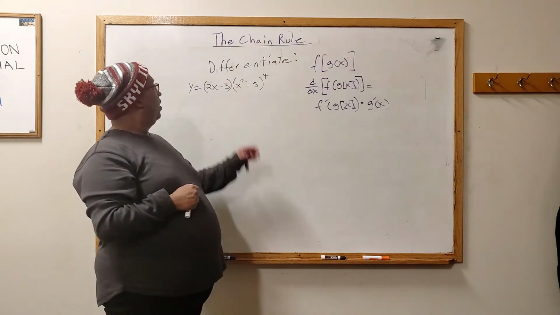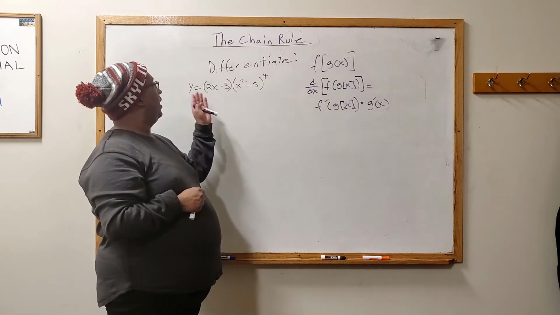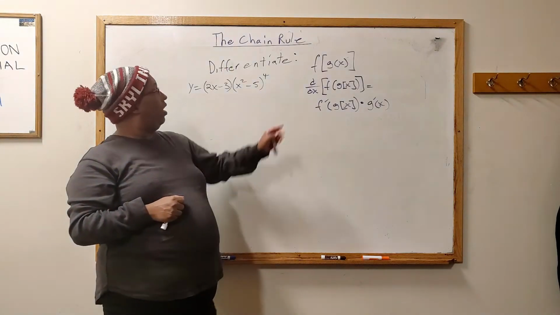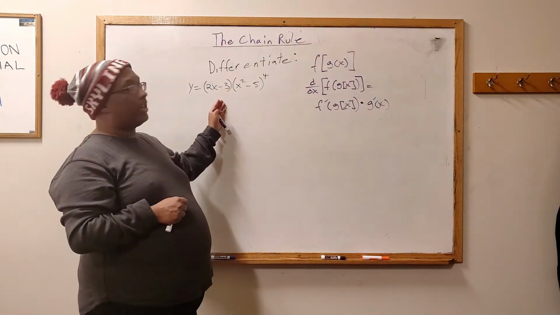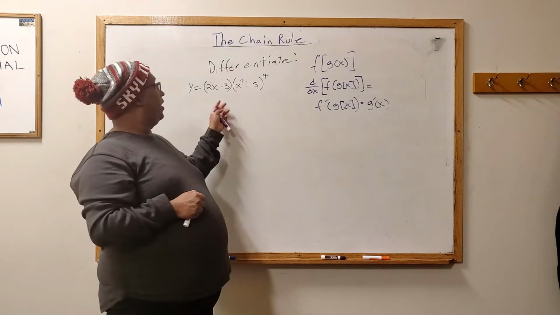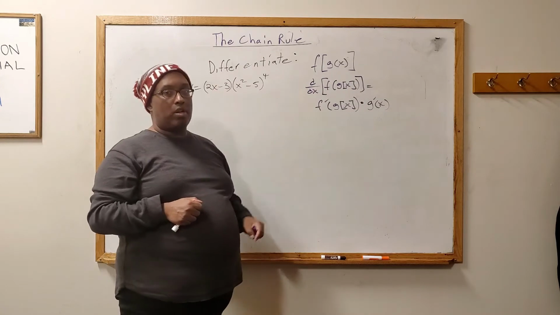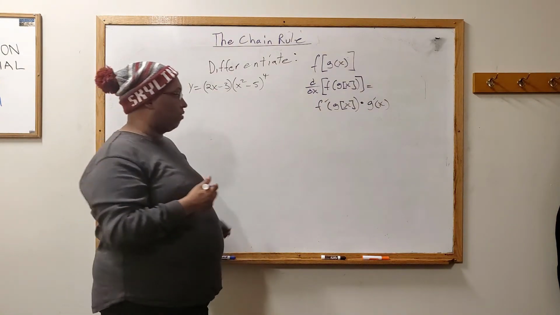Welcome back, trio. Here we are, we're differentiating this. We need to differentiate this. We're going to use the chain rule. This is our second example in this video. But this one actually needs to use the chain rule and the product rule. So let's go over the product rule.